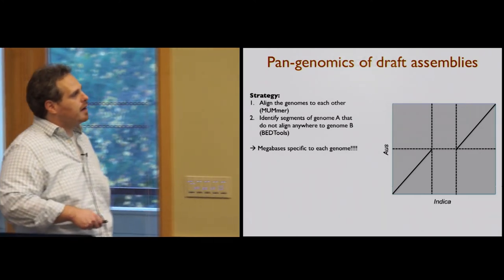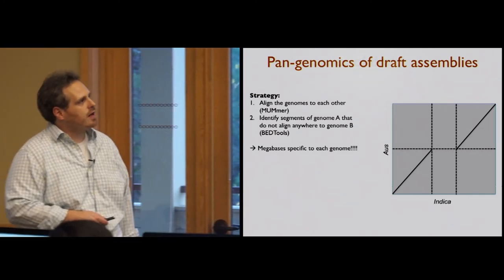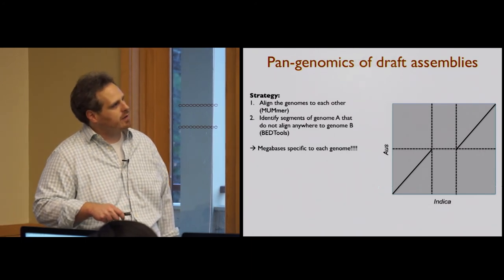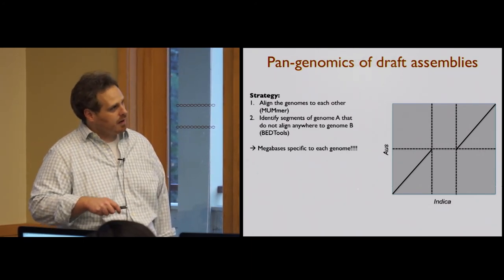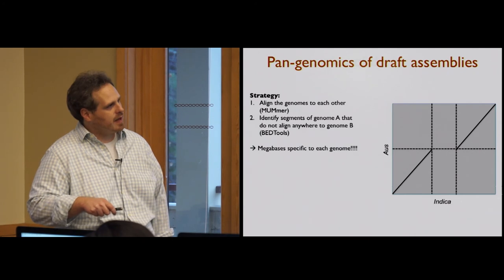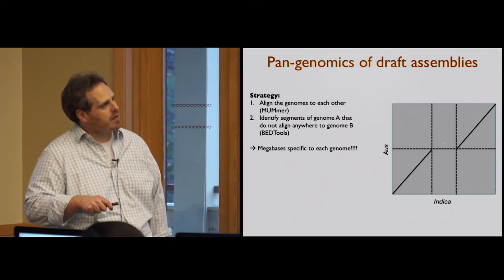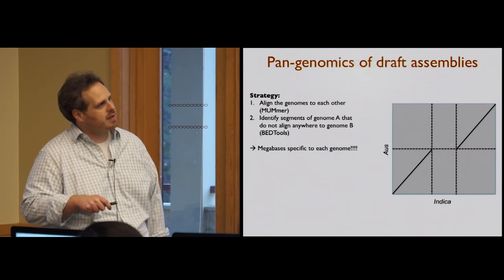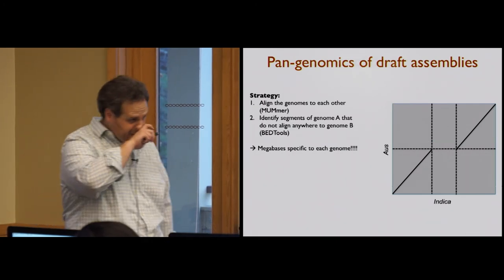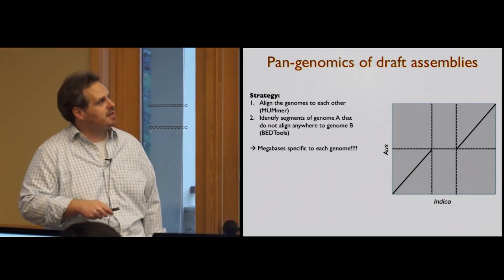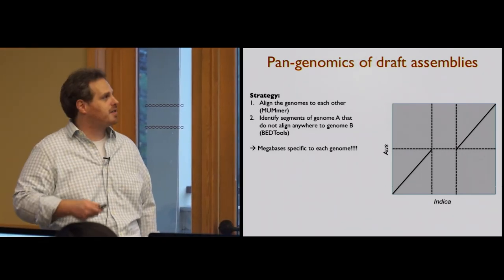Nevertheless, using MUMmer, that suite, we can align the two genomes to each other, and then often we'd see patterns like this, where in this contig assembled from one of the samples called Indica, it would match very well this other sample, Aus, but then there'd be these big regions only present in Indica and then continue on. So when I first did this, I was like, oh wow, here's many, many megabases that are specific to each genome. I was very excited about this.